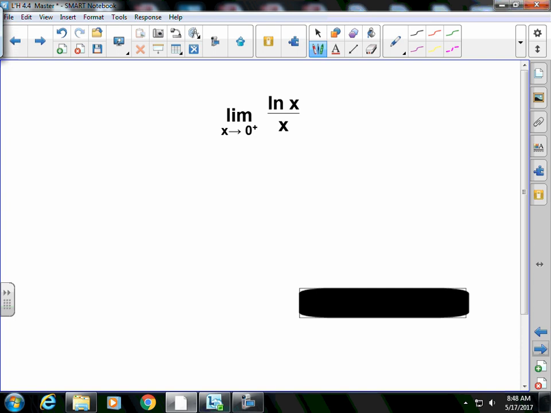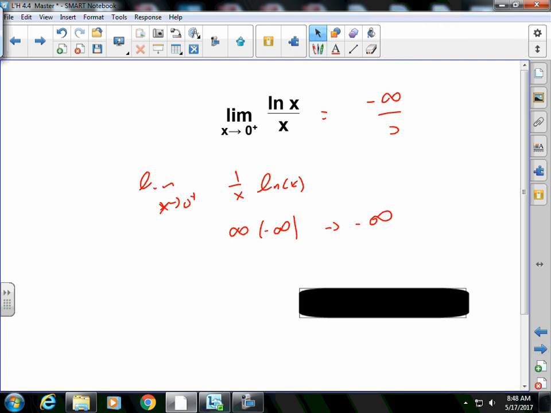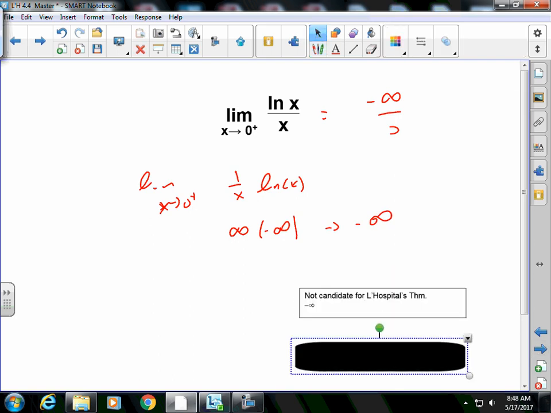All right, so I work this out. I get negative infinity over 0. So I don't like that. So I said, well, how about if I play around with it? Rewrite it as an equivalent. Well, 1 over x times the natural log of x. That's an equivalent. And when I do that, I get an infinity, because 1 over 0 is infinity, times a minus infinity. Well, they're both infinities getting multiplied, and the answer is negative infinity. So really, this wasn't a L'Hopital's candidate.